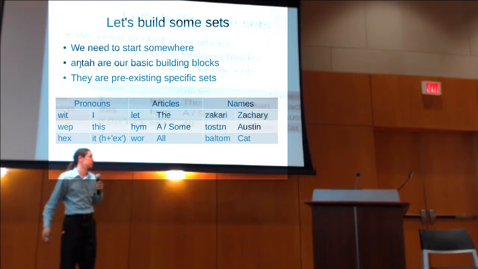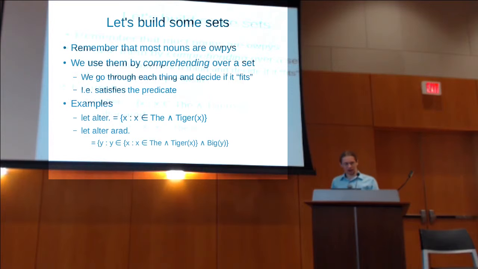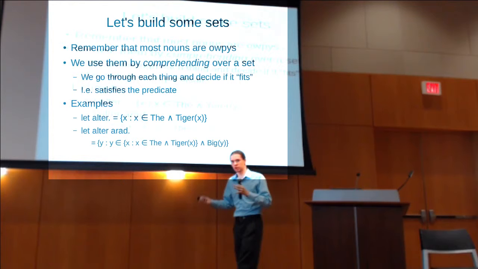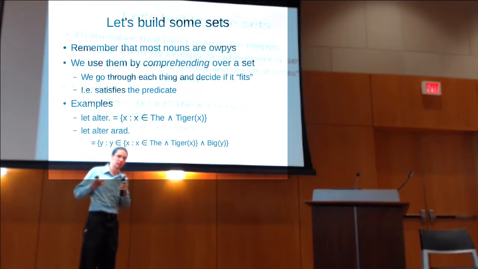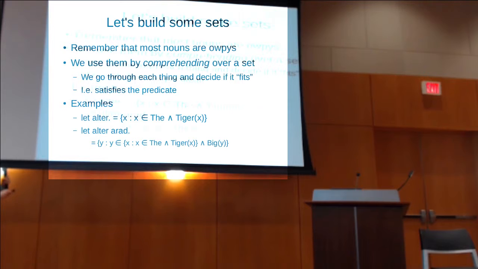All right, so this is good and all, but just saying let or just saying Zachary doesn't tell the person much information, right? So we have to filter this down, make the meaning more specific, and we do this with intransitive focus. So we start out with our basic set, the, right? And then we iterate over it using the predicate tiger. And this is called, in set theory, comprehension. So we're comprehending over all the possible values of let and only picking up the ones that satisfy the tiger predicate, or are a tiger.